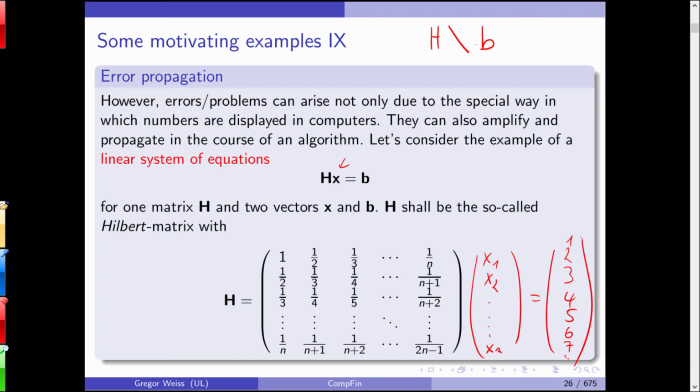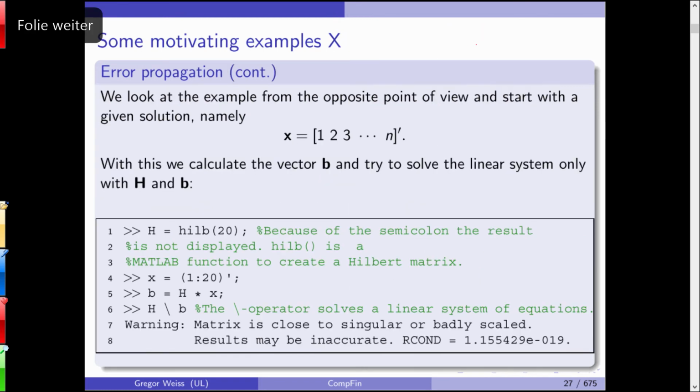Now we use a special matrix in this. This is a Hilbert matrix. The Hilbert matrix has a special form. You can see that it's 1 over 2, 1 over 3, 1 over n, and so on, and it has this special appearance. Now let's do this in MATLAB, and you can imagine MATLAB again will fail miserably.